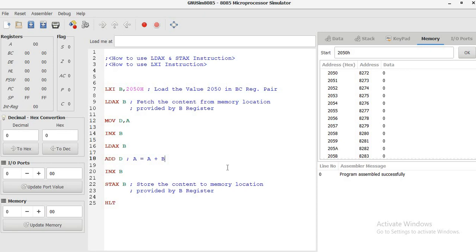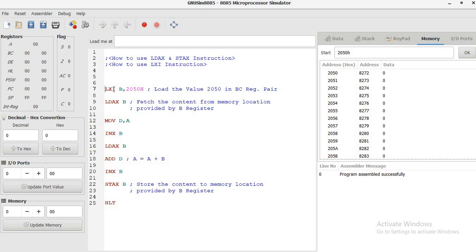The main purpose is that I want to access content from memory locations 2050H and 2051H, add these two numbers, and store the final answer at memory location 2052H. As far as the LDA and STA instructions were concerned, we were writing LDA 2050H, but instead of that we can use the LDAX and STAX instructions as well. Let's get an understanding of it with this example.